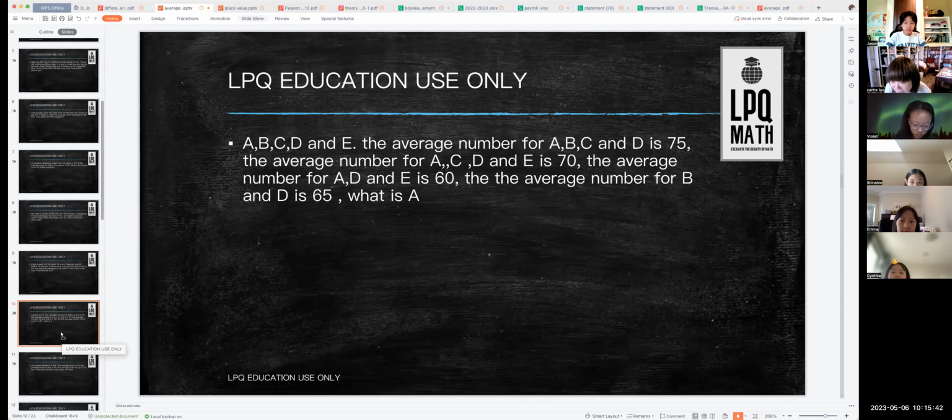So now let's take a look at this one. A, B, C, D, E has 5 numbers. The average of A, B, C, D is 75. The average of A, C, D is 70. The average of A, D, E is 60. And the average of B and D is 65. Please find out what is the value of A.